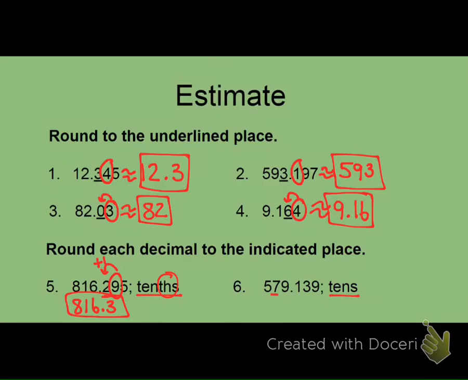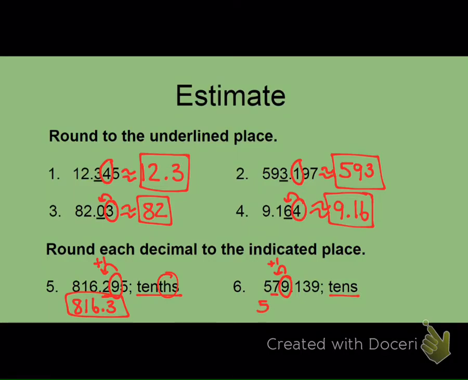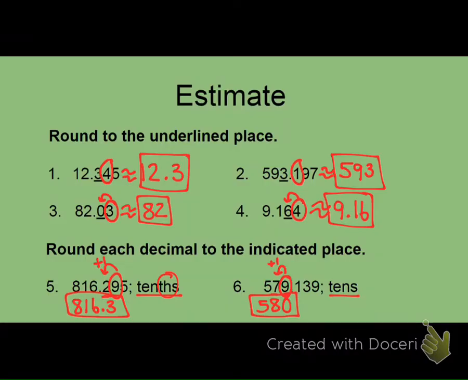All right, for number 6, we're rounding to the tens column. So that would be the 7 right here, which means we're going to evaluate this 9. That 9 is going to make that 7 get bigger. 5 stays there. The 7 we just said is going to get larger. I have to put a 0 here because this is the ones column. So it's 580. If I didn't put a 0 there, it would be 58. Now it's not correct. It's 580.